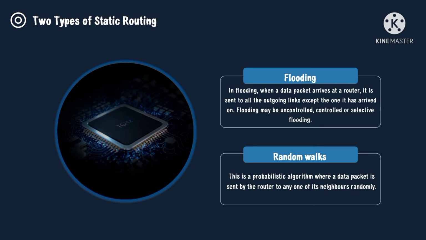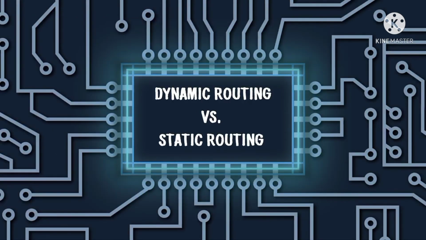In flooding, when a data packet arrives at the router, it is sent to all the outgoing links except the one it has arrived on. Flooding may be uncontrolled, controlled, or selective flooding. Random walks is a probabilistic algorithm where a data packet is sent by the router to any one of its neighbors randomly. Let us differentiate the dynamic routing and the static routing.